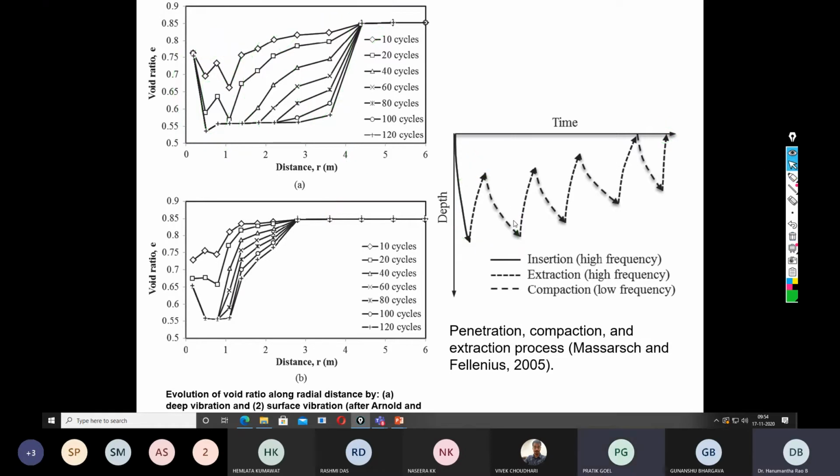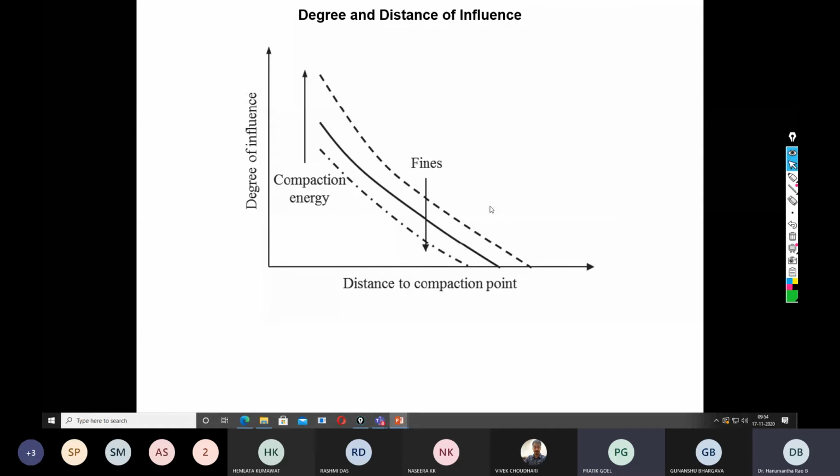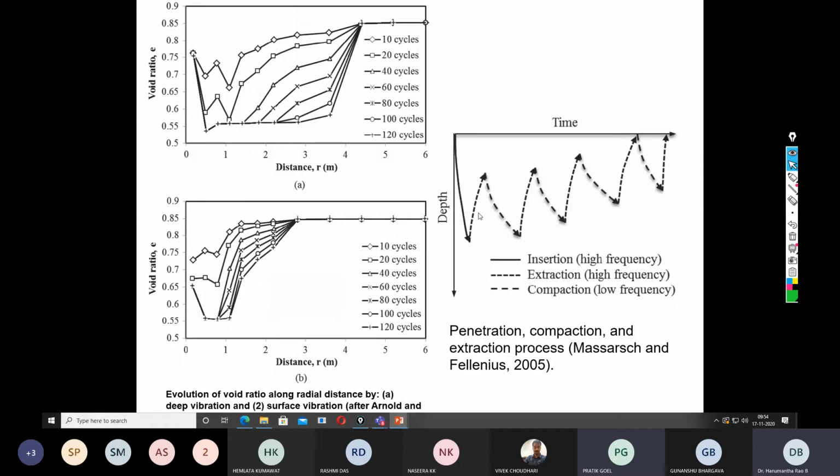Sir, yeah, sir, can you explain that acceleration graph again?